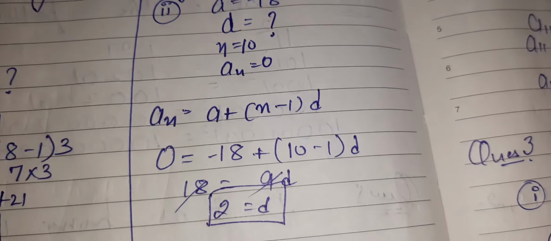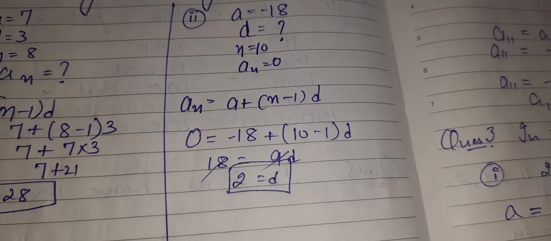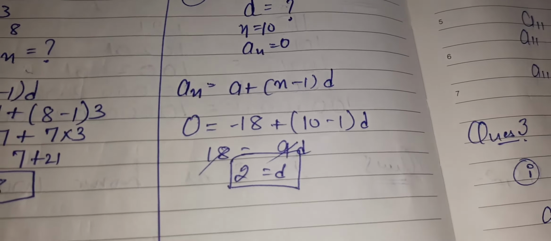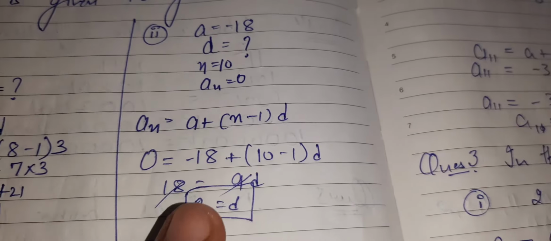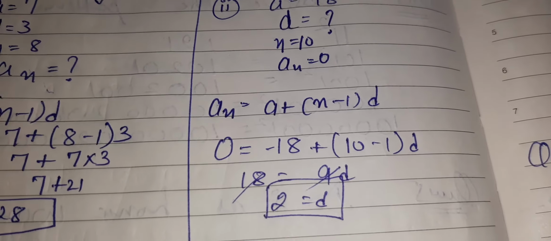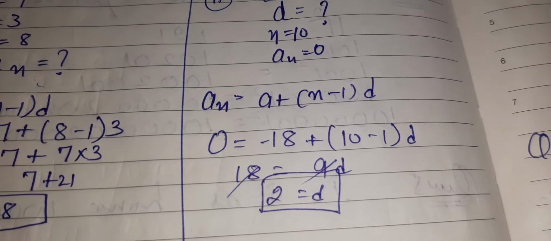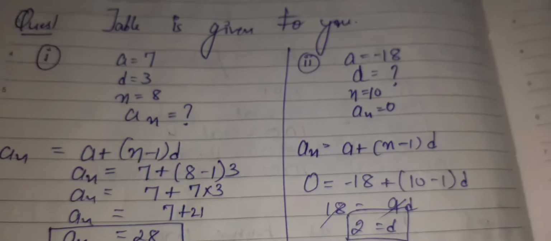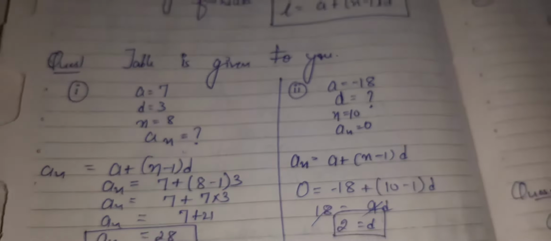See the second part. a is given to us, d is not given to us, n is given to us, and a_n is given. I put the values in. First of all, I have taken this minus 8 to this side. It will become positive. 10 minus 1, 9, 9d. Cancel out with 9: 18 by 9 comes out to be 2. Got it? Do the remaining parts.